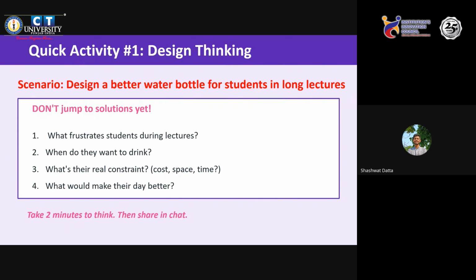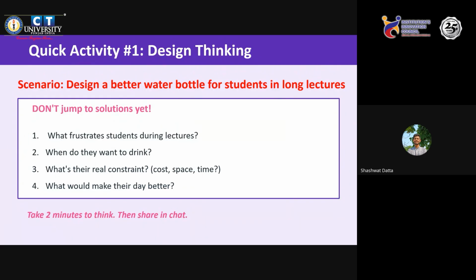So what frustrates the students during lecture? Is it their water getting warm? Is it that they're forgetting to bring a bottle? Is it that the bottle is too expensive? Or when do they want to drink? Is it at specific times, or throughout, every 5 to 10 minutes? Or what are their real constraints?